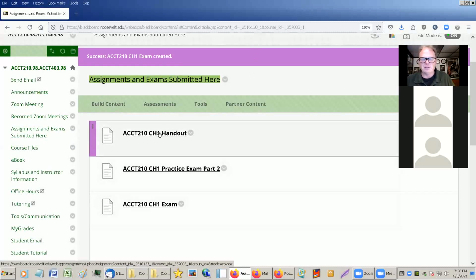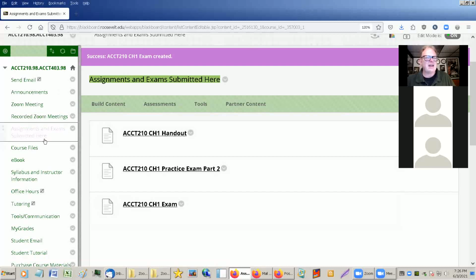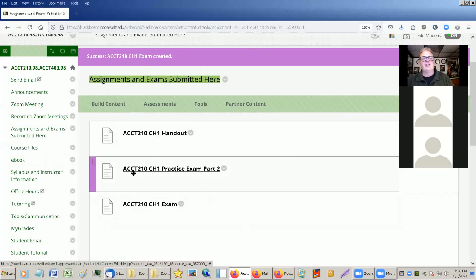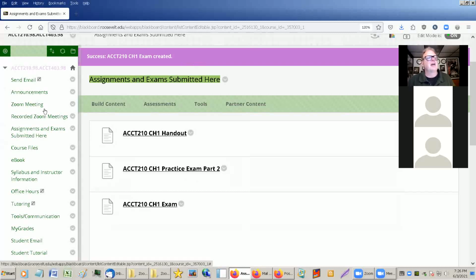Submit your chapter 1 handout and chapter 1 practice exam, and where it says, I don't know who came up with these light green on white, but I'm going to see if I can change those to a darker color, or at least a better contrasting color. So anyway, assignments and exams submitted here, that's where you submit those.